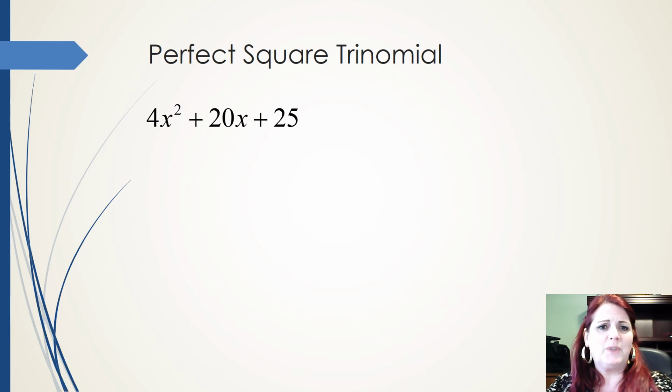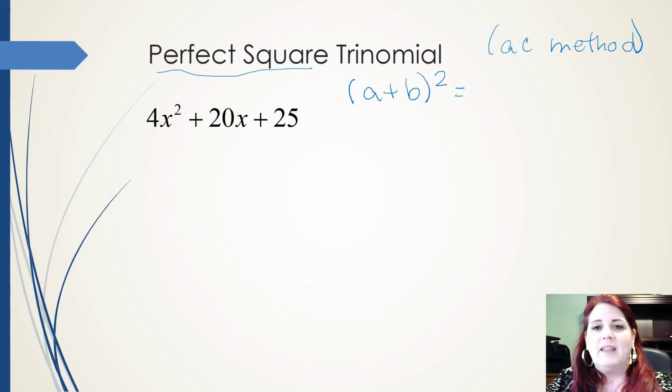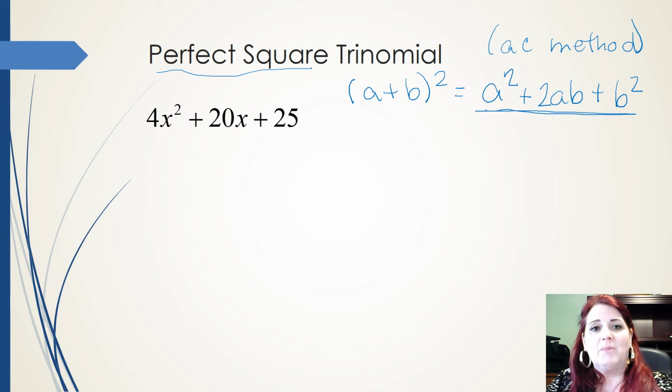We're going to look at perfect square trinomials, and if you do not recognize this as being a perfect square trinomial, it is okay to use the AC method. It will work. But if you can recognize this, it is going to make your life a little simpler. Because if I were to take a plus b and square that, that equals a squared plus 2ab plus b squared.